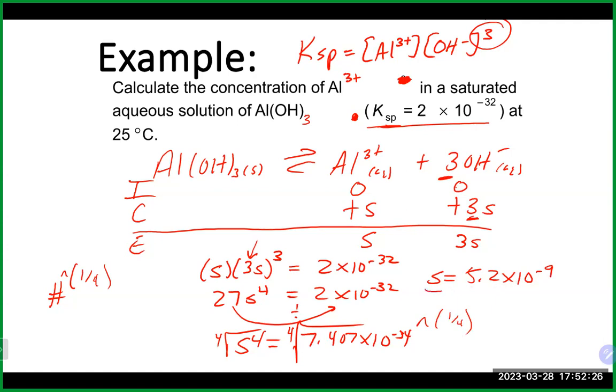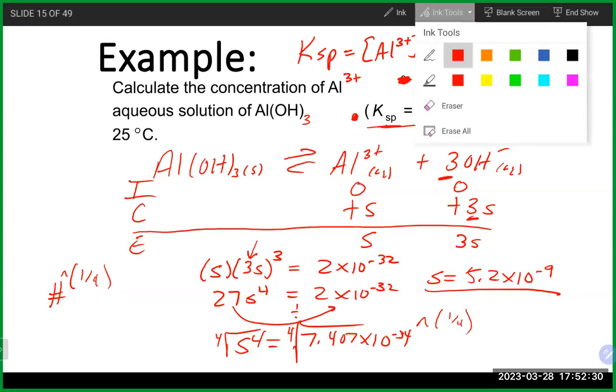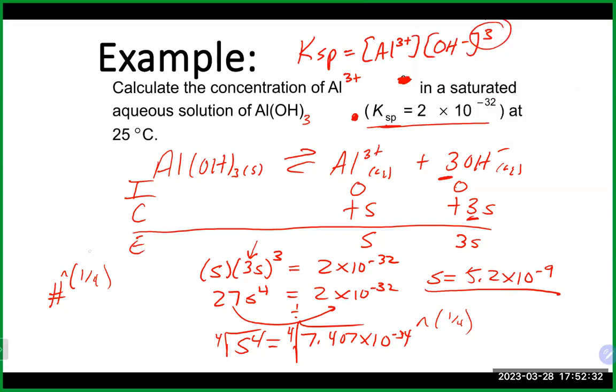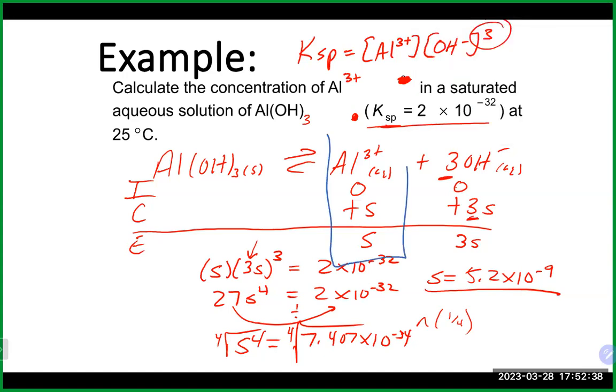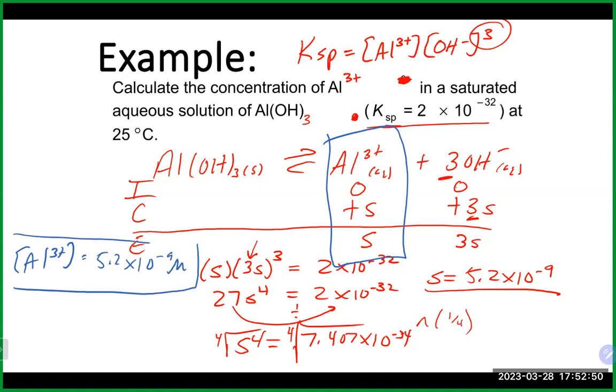So that S is our molar solubility. And in this particular case, we are looking for the concentration of aluminum. We can see from our table that the concentration of aluminum does equal S, which means the aluminum ion concentration would be something like 5.2 times 10 to the minus 9, I think is what I had. That would be some molarity there.